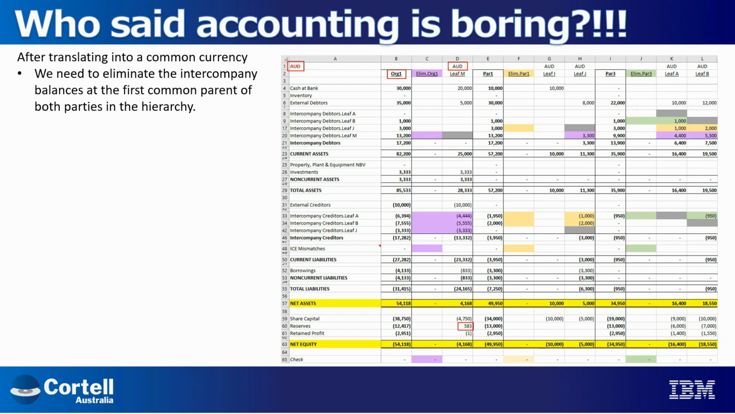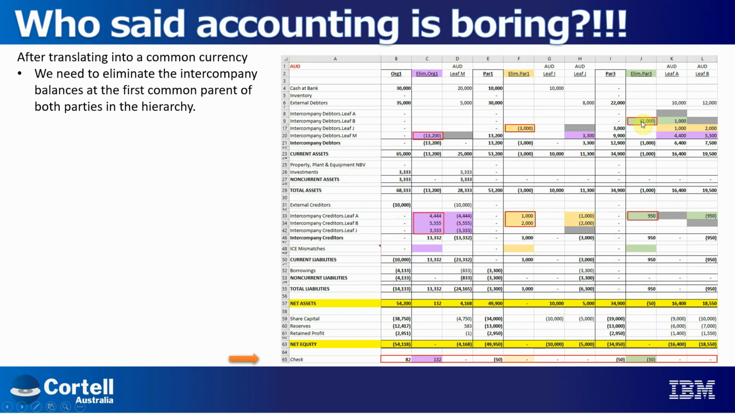Now we need to eliminate the intercompany balances at the first common parent of both parties in the hierarchy. So A's $1,000 debt it's claiming from B will be reversed out here, so it disappears at that point. The 950 here needs to be reversed out so that that disappears. Similarly, A and B's debtor J will be eliminated at the first common parent, which is parent 1, so we'll see a reversal there and a 0 there. And these balances with A and B that J has in its creditors, they'll be reversed out, and the purple ones will be reversed out over here.